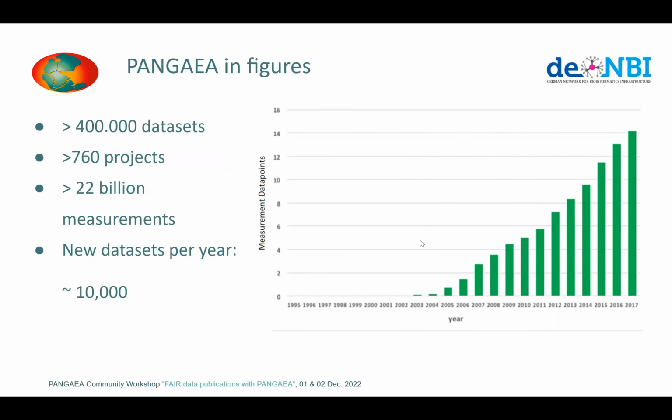As you can see in the graph, the number of measurement data points submitted to PANGAEA is increasing over the years. A wide variety of data on various topics related to various projects are archived in PANGAEA. There are more than 400,000 data sets in PANGAEA, more than 760 projects, and more than 22 billion measurement data points. And every year, nearly 10,000 new data sets are submitted to PANGAEA.